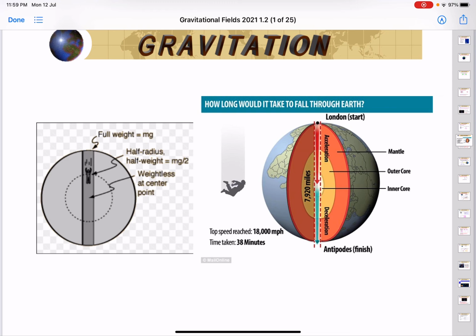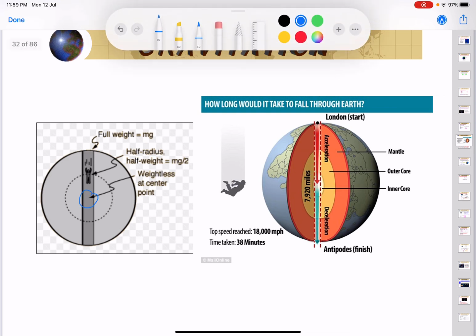The interesting thing here is that at the center point, g is 0. But of course, the person will still fall through this point because of inertia. He's already moving at a certain velocity, so his inertia will carry him through this point towards the other side. You should be able to get 38 minutes as your answer.